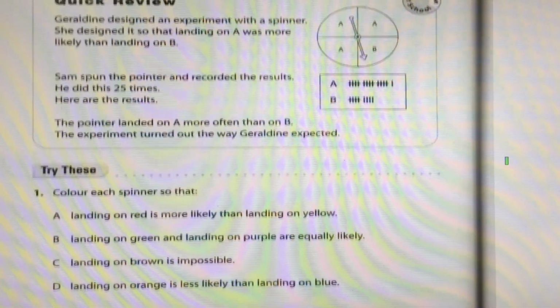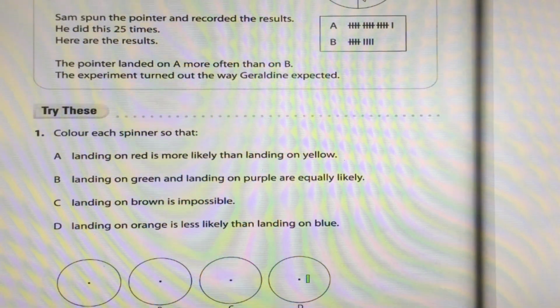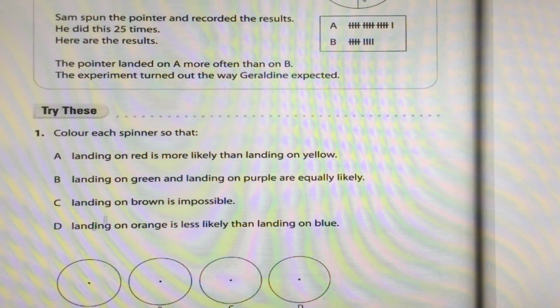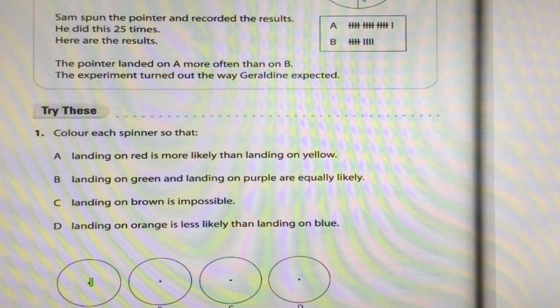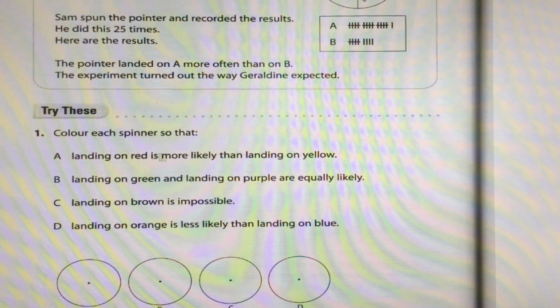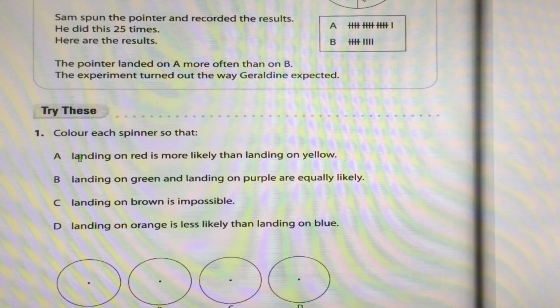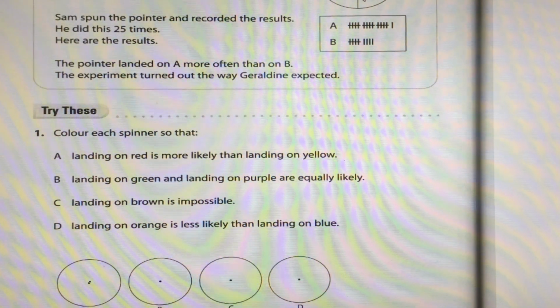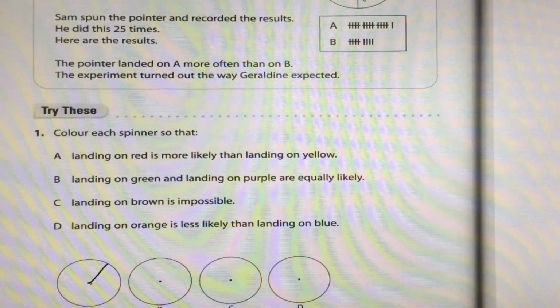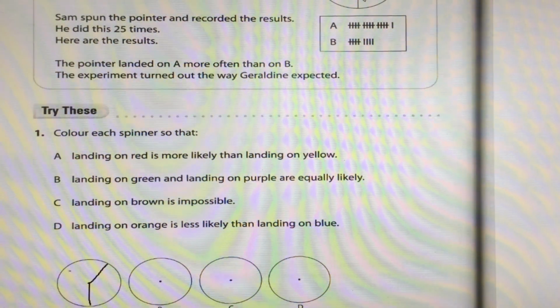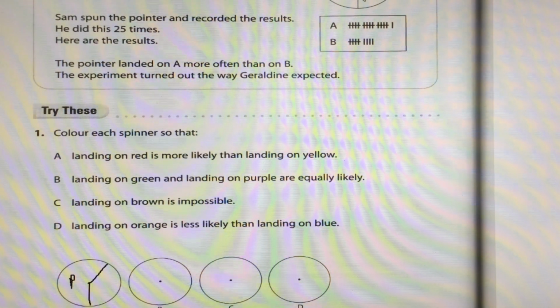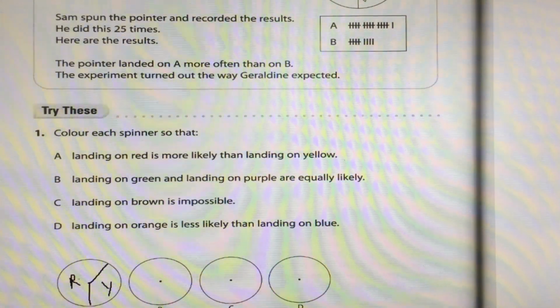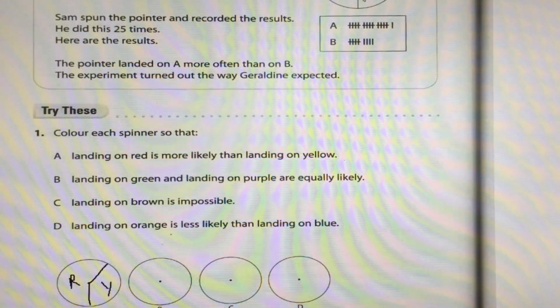So it says color each spinner so that, down here, landing on red is more likely than landing on yellow. So the kids now have to fill in this spinner and divide up sections so that landing on red is more likely than landing on yellow. So for A, it would have to be a section with a line in here somehow, that if we made it like this, let's say, and this becomes red, and this becomes yellow, that would make landing on red, this section, more likely than landing on yellow.